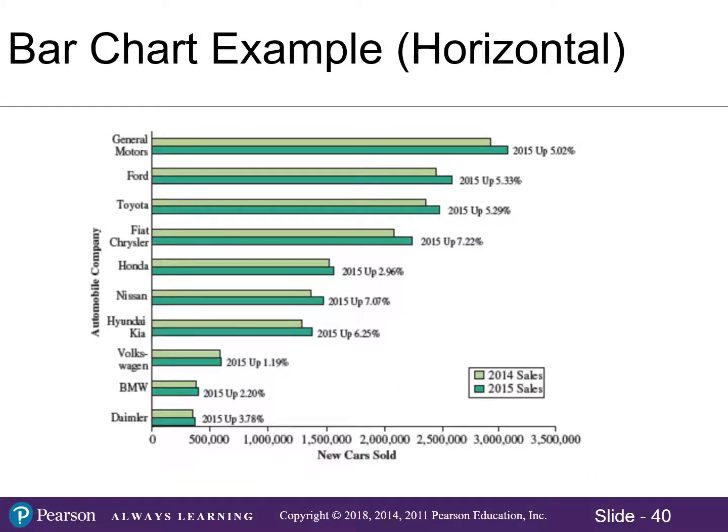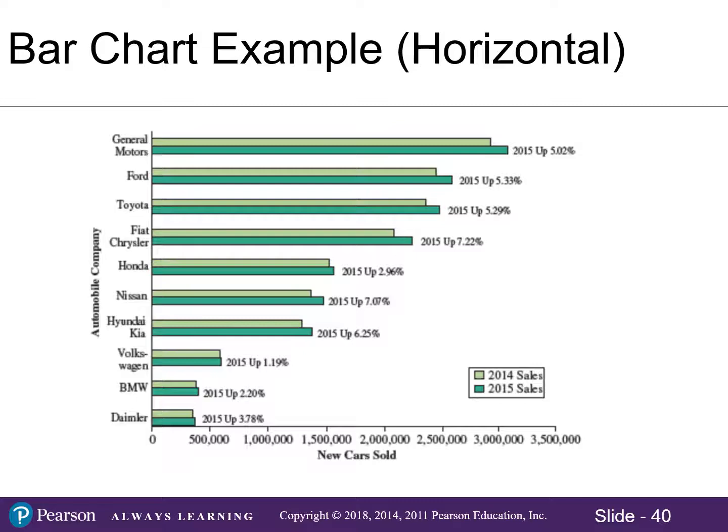Now, this one is very interesting because it's what we call a clustered or grouped bar chart, because I have two different bars representing one variable, but each bar represents a different time period for that variable. And what this will allow you to do is compare not only amongst the companies, but also amongst the years what's happening to see if there's been any change.